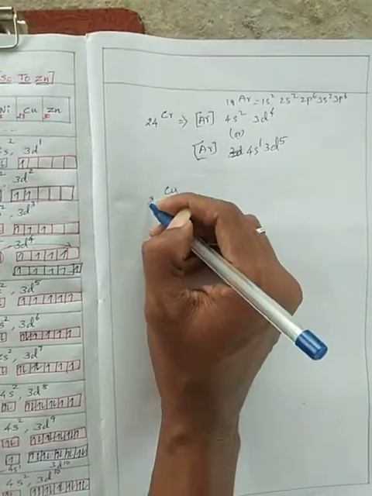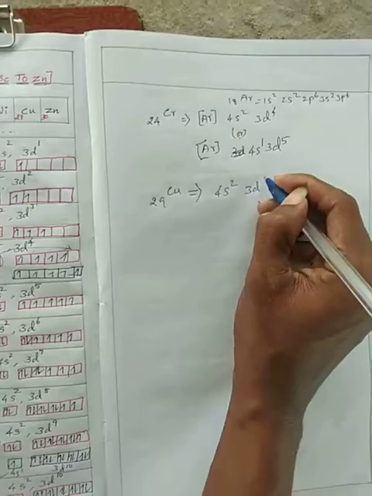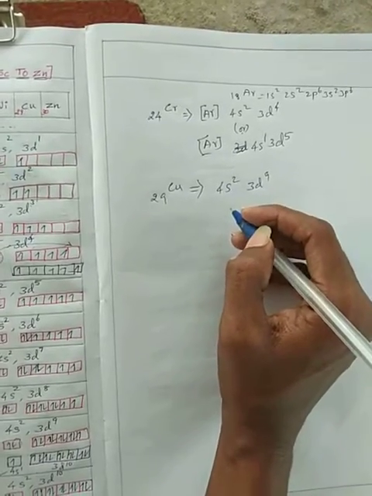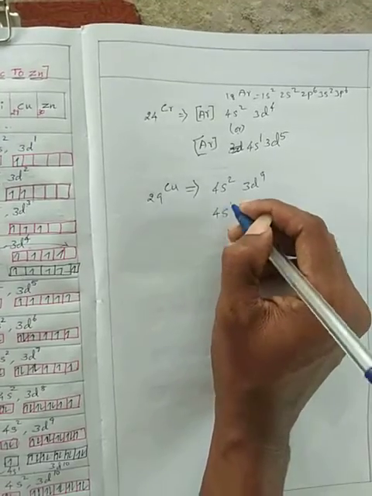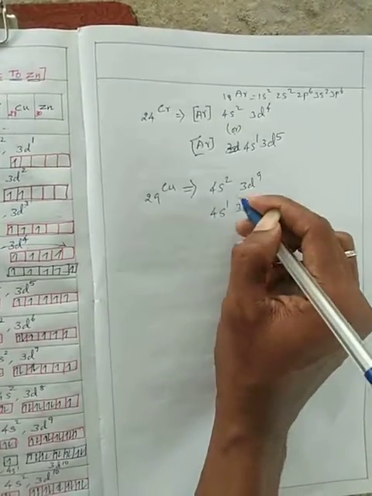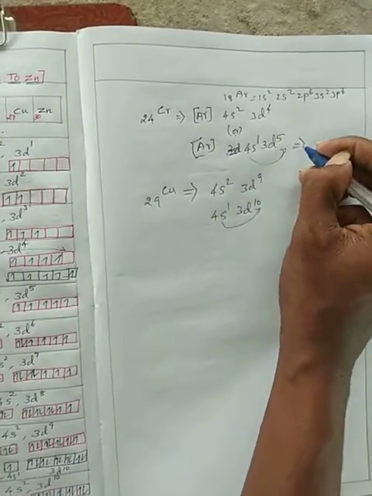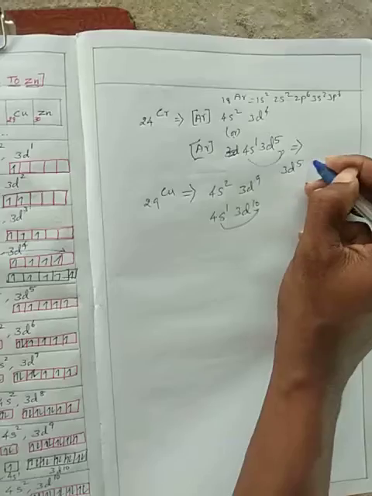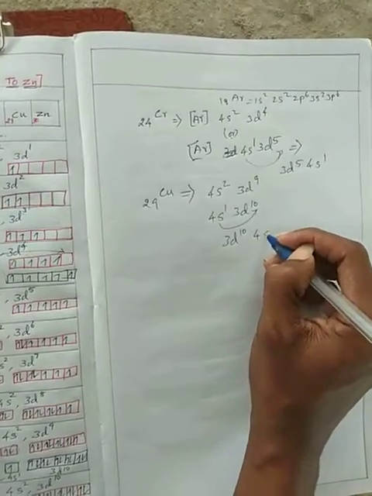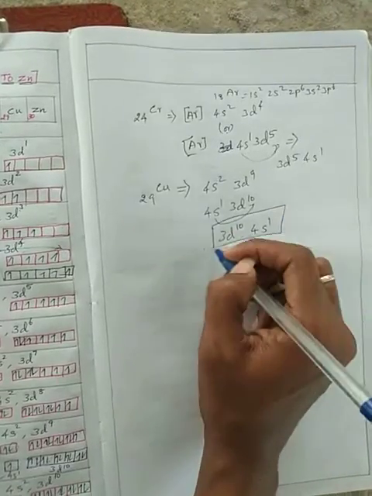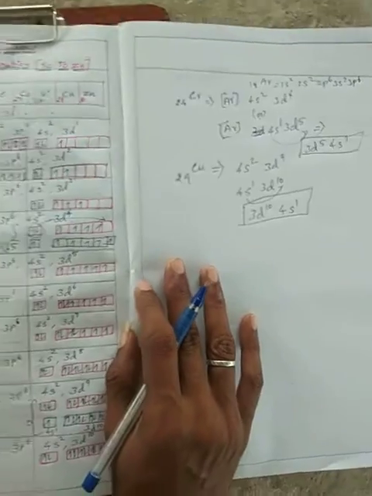Next copper, atomic number 29. The expected is 4s2 3d9, but the actual is 4s1 3d10, completely filled. One s electron moves away. So 3d5 4s1 and 3d10 4s1 are the possible configurations.